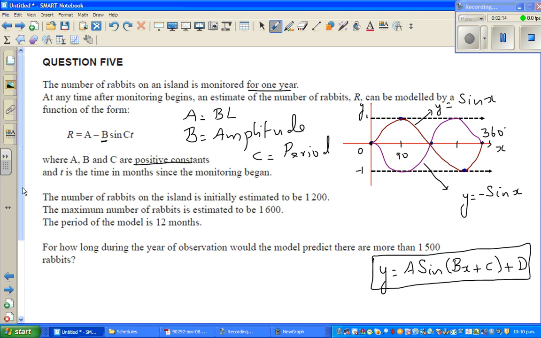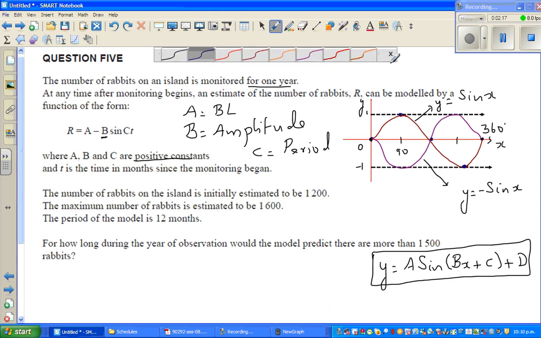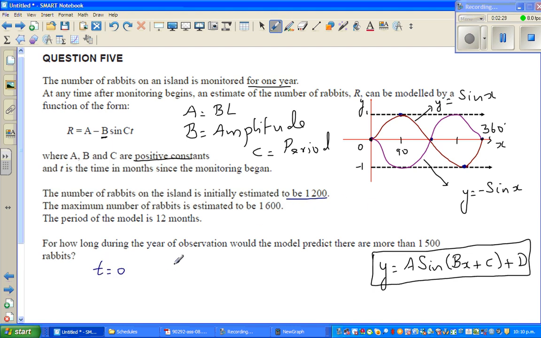Now here I can see, if B is positive, your graph should look somewhat like this. So let's read the question further. Let me change it to blue now. The number of rabbits on the island is initially estimated to be 1200. So this information tells me when t is 0, the start of time, the number of rabbits is 1200. The maximum number of rabbits is estimated to be 1600. So your maximum is 1600. So if I start this as the baseline at time 0, the baseline is, instead of 0, 1200, and this is the maximum.